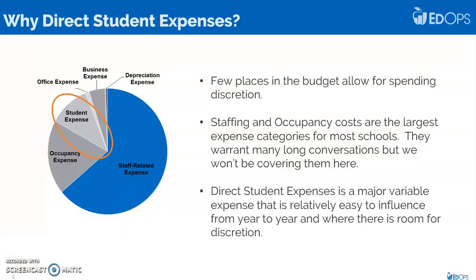You can also see that student expenses is a large portion of overall spending. These expenses tend to be incredibly variable and easy to change from year to year, sometimes even mid-year. One change in a direct student expense category can result in a positive net income margin for 1 year's budget. So these are important areas that you can really influence year to year with your budgets.